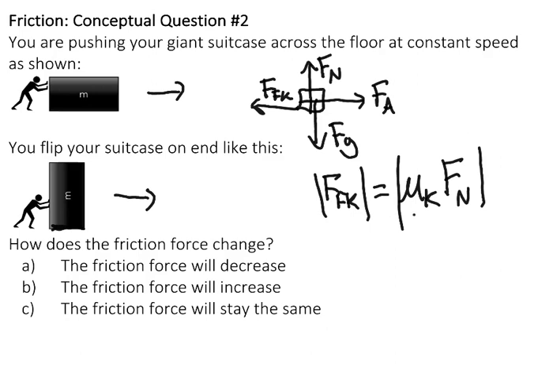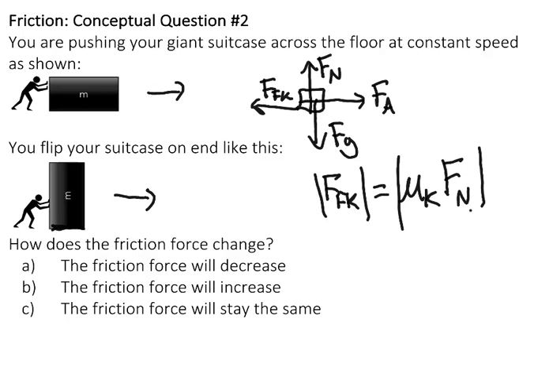So mu k has not changed when I flip the suitcase on its end, right? This suitcase is made of the same material on all sides. So the coefficient of friction is just about the material, like how rough they are with each other. And the floor is the same roughness and the suitcase is the same roughness on all sides. So we haven't changed mu k.